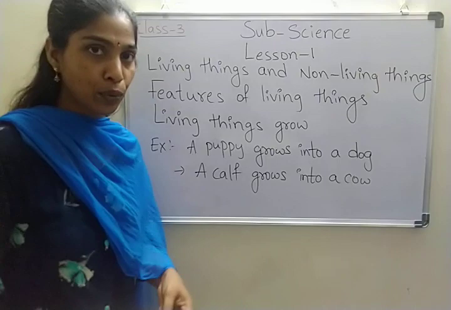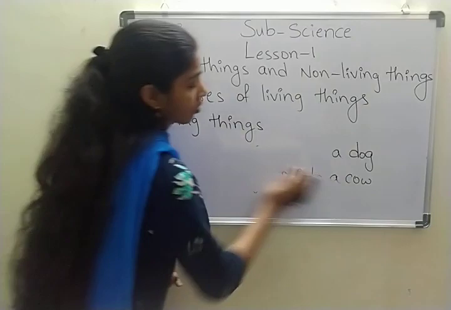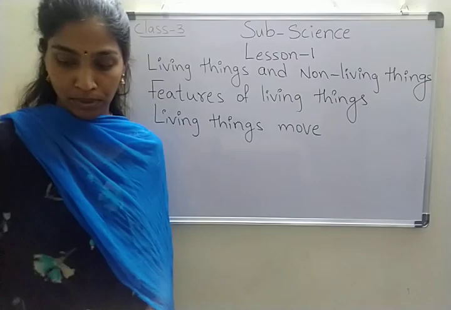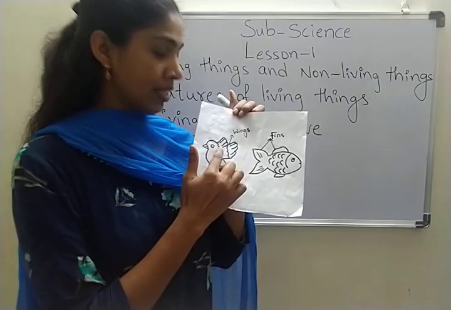Okay, now living things can move. Children, living things can move on their own. Example, I'll show you, children. Look at me, children. How birds can move from one place to another place? Very good. Birds have wings. So, birds can fly.